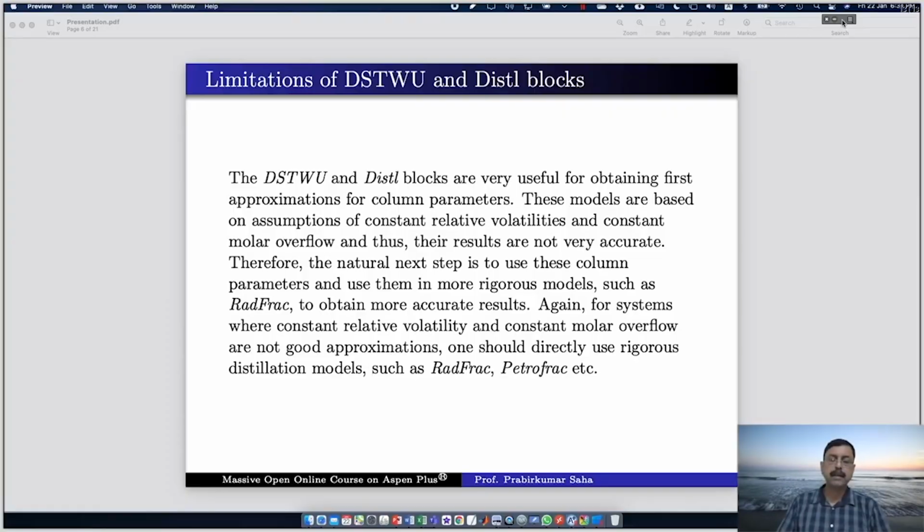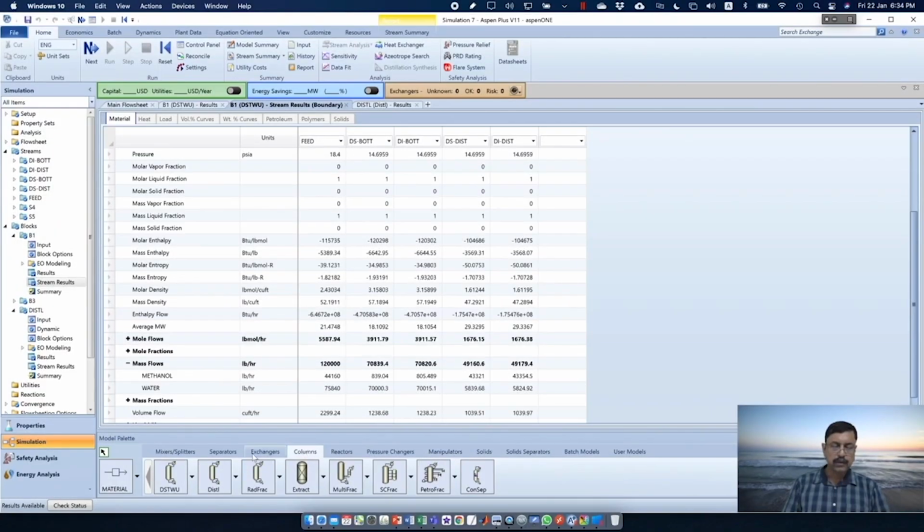Now we will understand the limitations of DSTW and DISTL block. Both these blocks are very useful for obtaining first approximation of the column parameters, because these models are based on assumptions of constant relative volatilities and constant molar overflow. So thus their results are not very accurate. Therefore, the next natural step is to use these column parameters in a more rigorous model. And what is the more rigorous model? We have RADFRAC. So the next thing that we are going to do is using RADFRAC model to solve this problem and compare with the previous two.